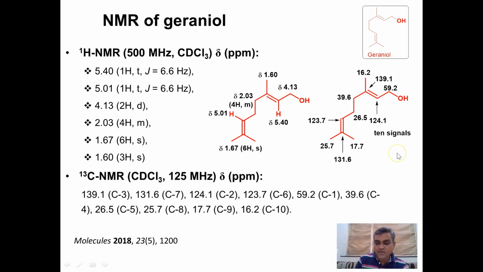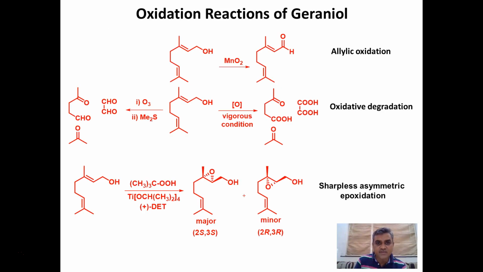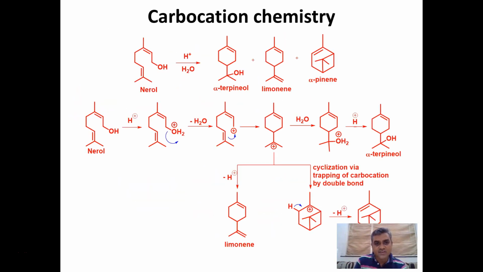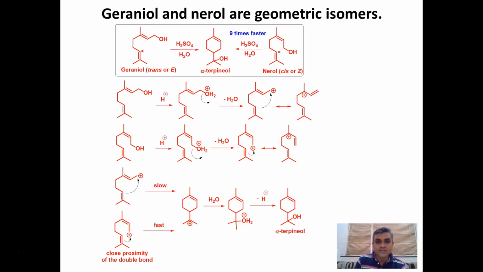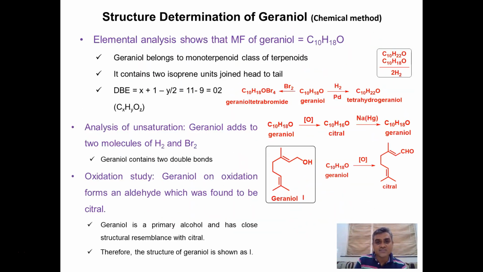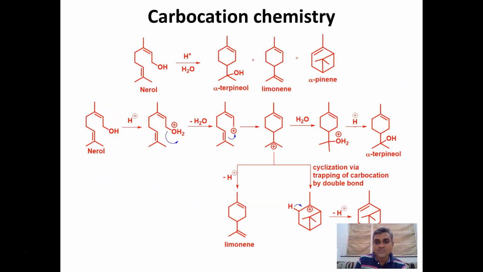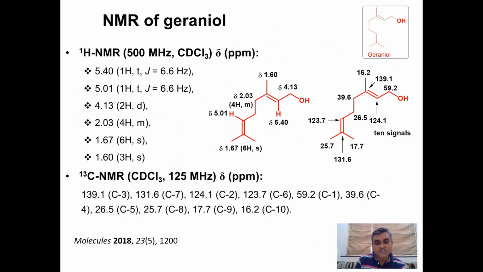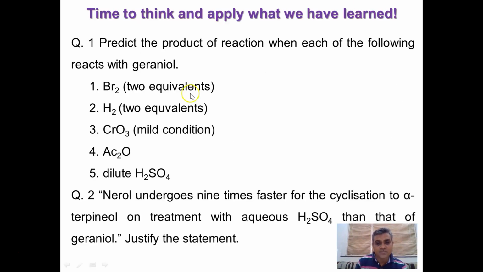So in this way, we have discussed the chemistry of geraniol, we have discussed the NMR, we have discussed oxidation reactions, we have seen the conversions of nerol into various terpenoid molecules, then how nerol reacts 9 times faster than geraniol, and we have seen the interesting synthesis of geraniol, and we have also studied the structure determination of citral. So in this way, we have learned the geraniol chemistry. Now it's time to think of the examinations.